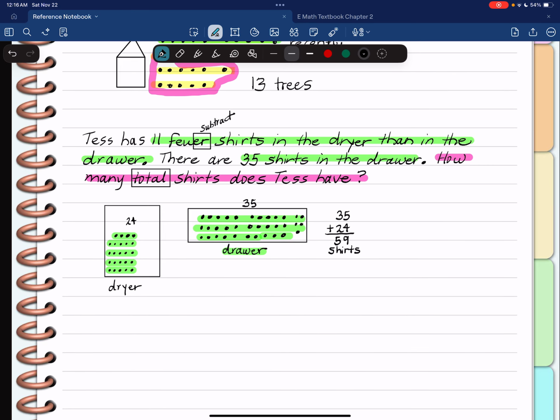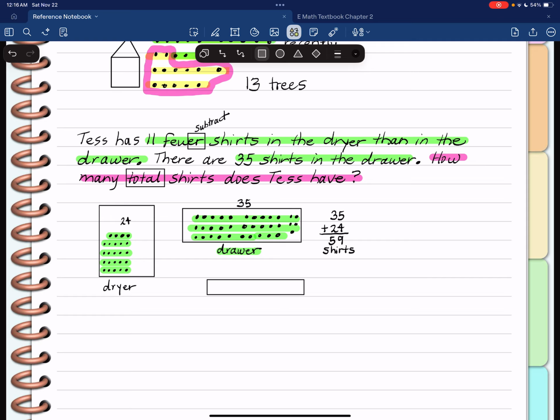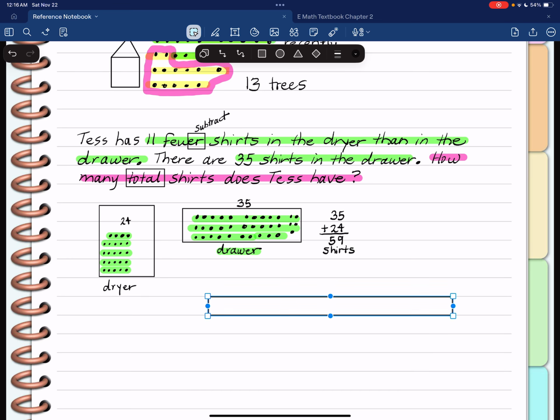So you can absolutely draw a diagram like that. I would do a bar diagram on this one just because it's easier. But let me show you one. So we want to know the total. That's the unknown.